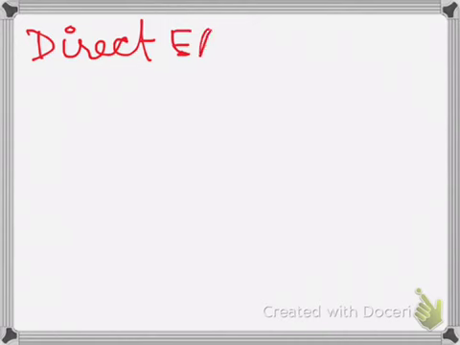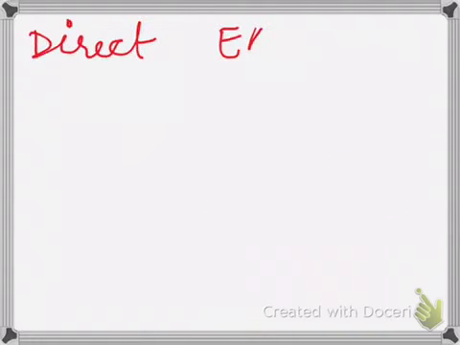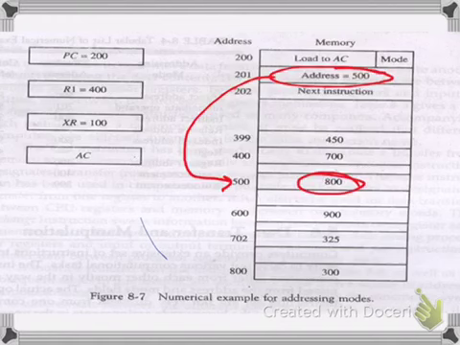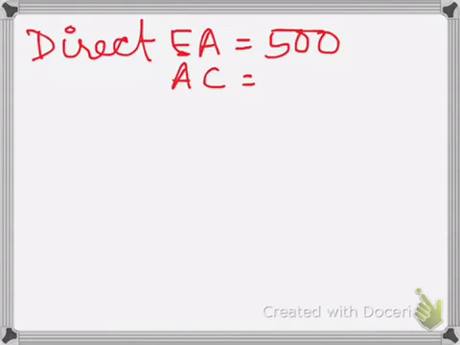So effective address in case of direct is whatever is there in the address field, which is 500. And what will the accumulator contain? The accumulator will contain whatever is there in address 500. Address 500 contains 800, so this is 800. So this is in case of direct.